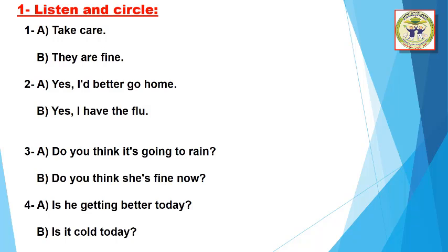Let's practice. Question number 1, listen and circle. In this question, you have in number 1 and 2 answers. I will say the questions and answers, and you will put a circle on the answer you hear. Listen to me carefully. Number 1, how is your family? They are fine. Number 2, do you have something wrong? Yes, I have the flu.